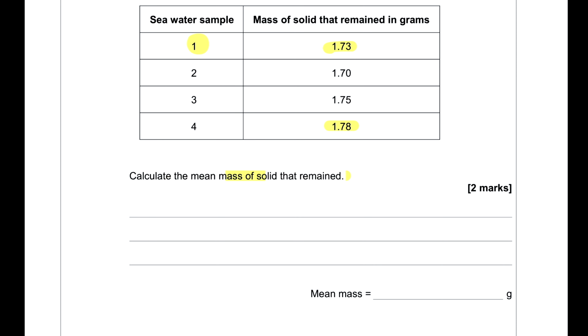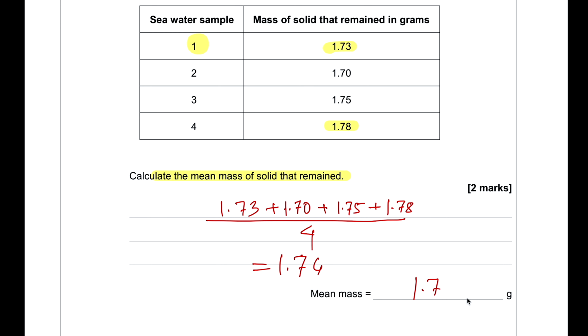Calculate the mean mass of solid that remained. To calculate the average or mean, we will add all of them and then we will simply divide by 4. In this step, we must make sure that we leave off the anomalous results. However, in this question, there are no anomalous results, so 1.74.